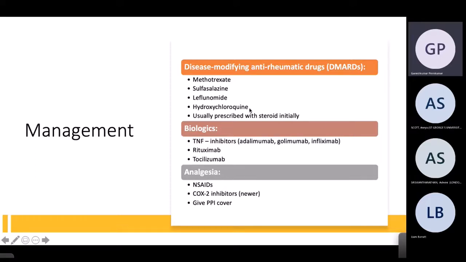Hydroxychloroquine, that came up in the news a little bit around COVID times. One of the common side effects is hyperpigmentation in the skin. I think there's also some retinal damage that can happen with it. So people often are required to get annual retinal scans as well.